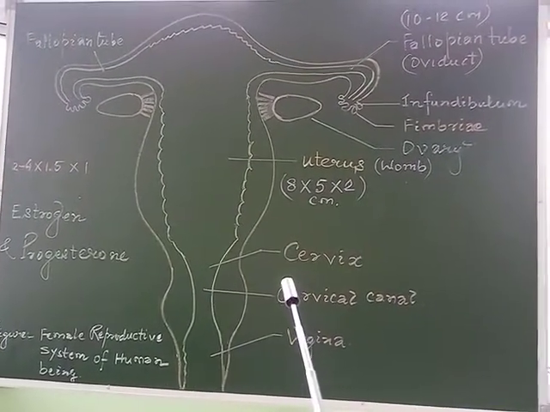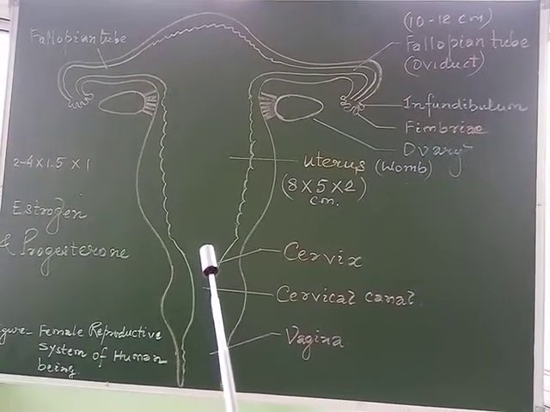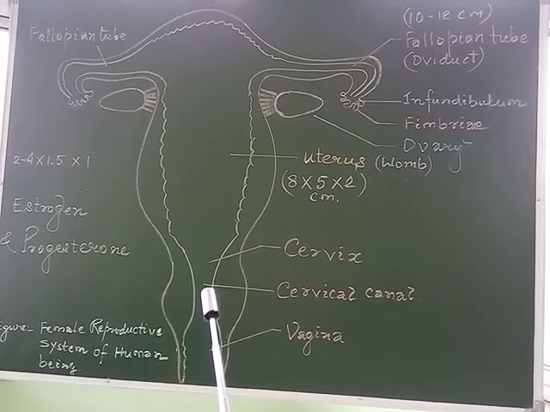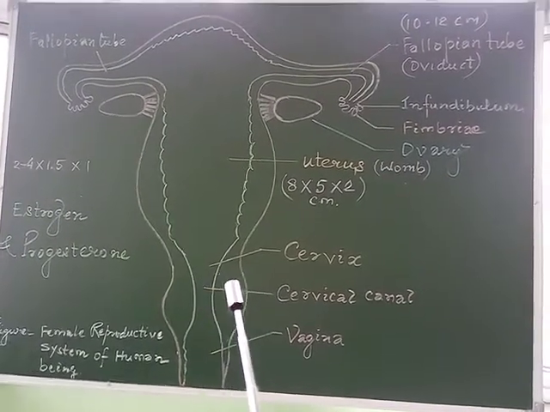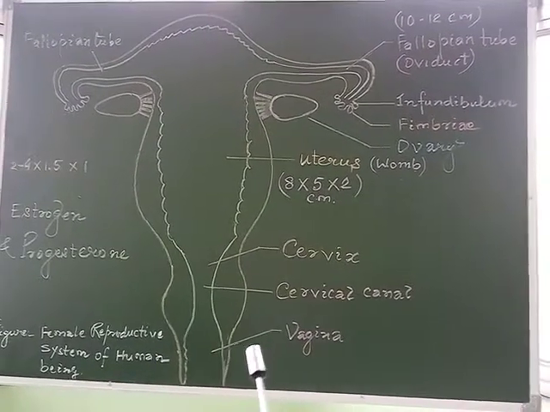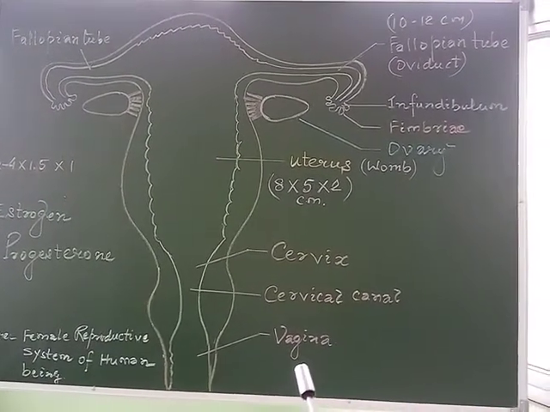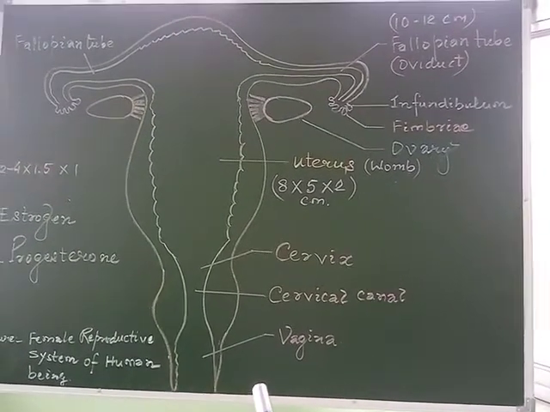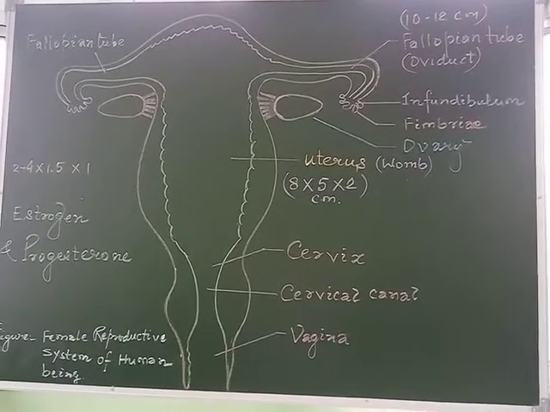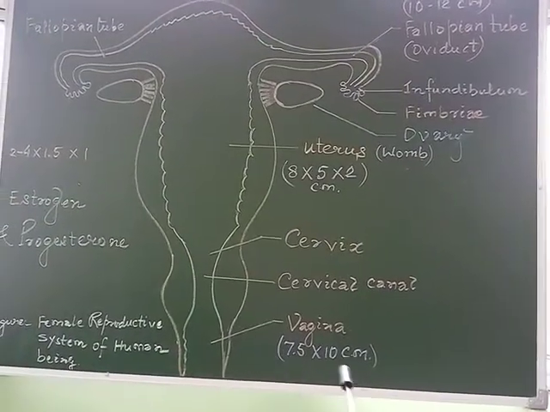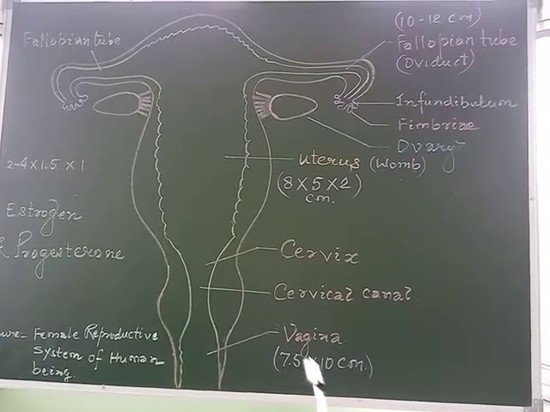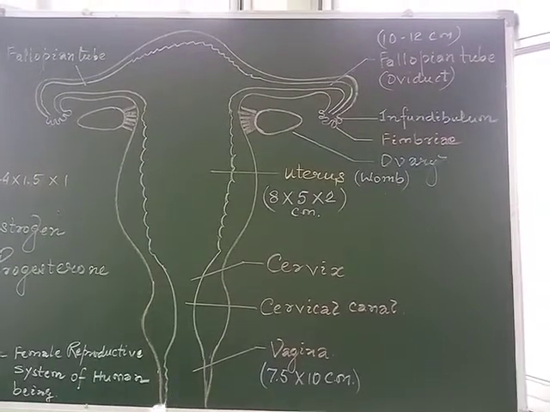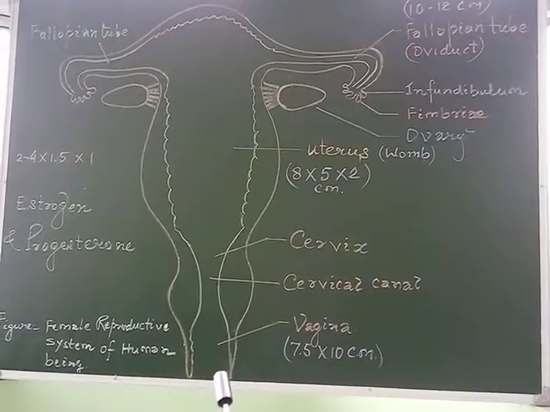The opening of the uterus to the vagina is called the cervix. As for the vagina, it is a fibromuscular tube measuring around 7.5 to 10 centimeters in length and extending from the cervix of the uterus to the vestibule on the outer side.